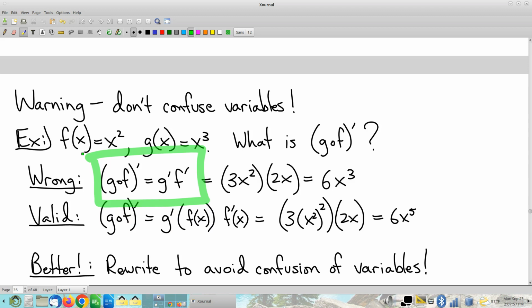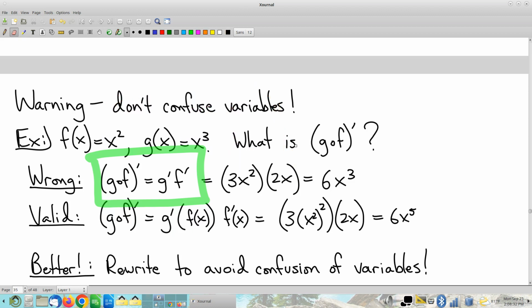And then I just say, all right, well, the derivative of this g function, the derivative of x cubed, is 3x squared. And the derivative of the f function, the derivative of x squared, is 2x. And you get a wrong answer, right? You get 6x cubed. We know that's wrong, because we know the answer is 6x to the fifth, because we can literally compose these functions and take the derivative pretty easily. So that did not go correctly.